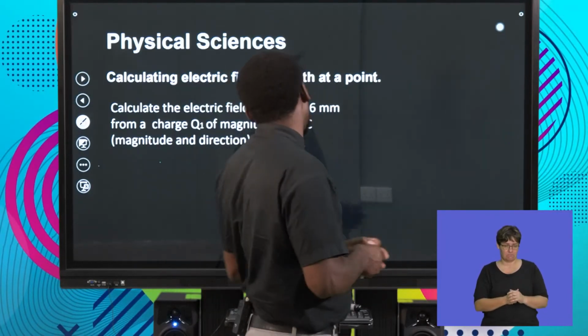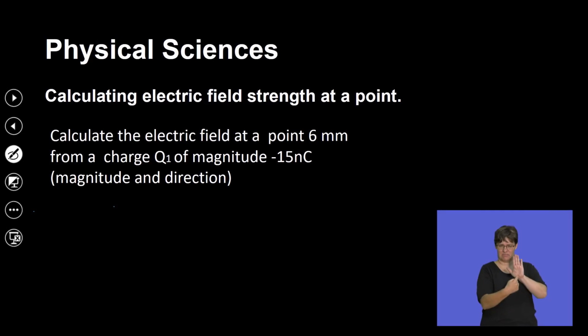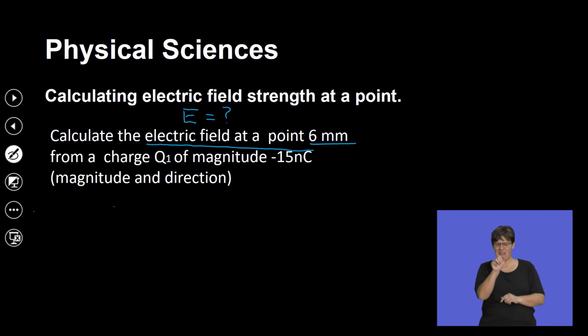Right, let's look at a typical example. It says, calculate the electric field at a point. This is what we're looking for, so if we collect the data, we say E equals question mark. This is what we want at the end of the day. Now, it's at a point that is 6 millimeters. What is that 6 millimeters? R equals 6 times 10 exponent negative 3 meters.